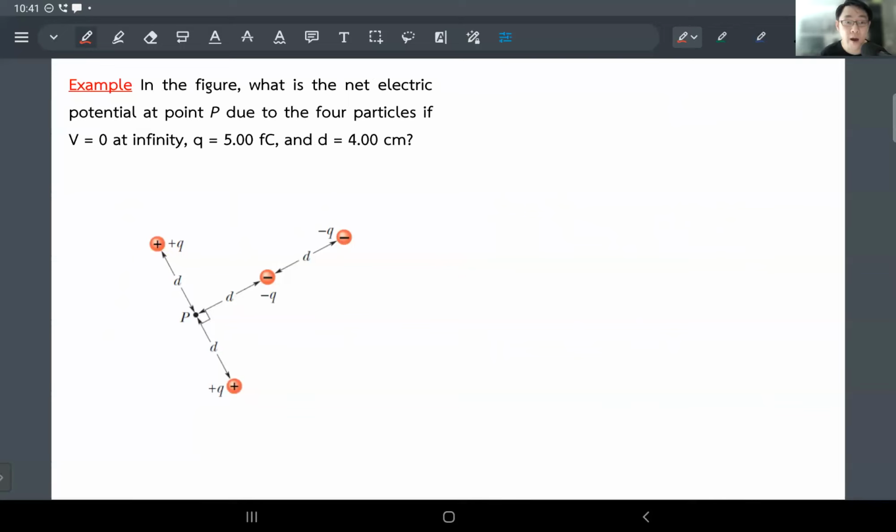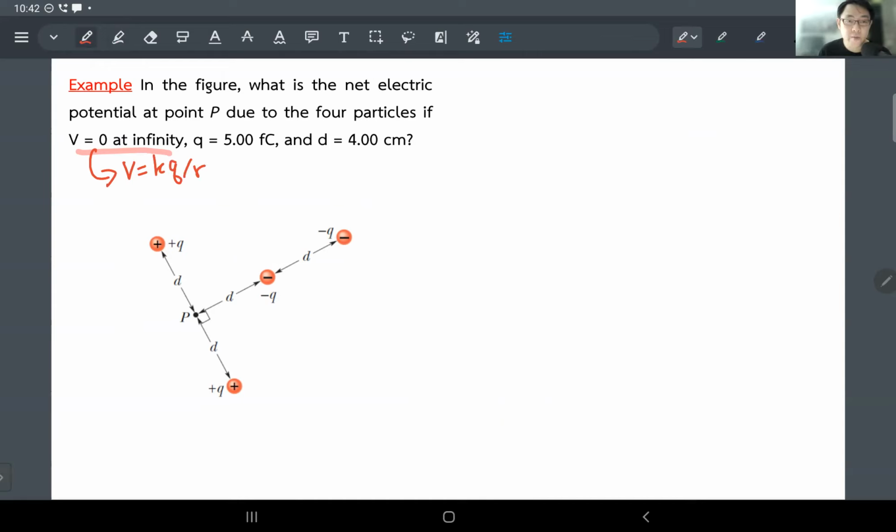But now let's try the one where you don't have any horizontal or vertical axis or anything anymore. This is exactly the same configuration that we did with the electric field, but now we're going to turn our attention to the calculation of the potential. In the figure, what is the net electric potential at point P due to those four particles, if V equals 0 at infinity? I like this line over here. Whenever you see this line, it means that is your ticket to use V equals KQ over R, keeping 0 at infinity.